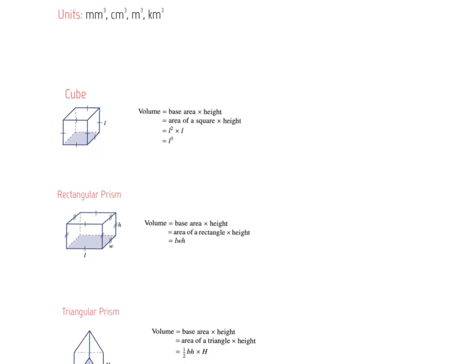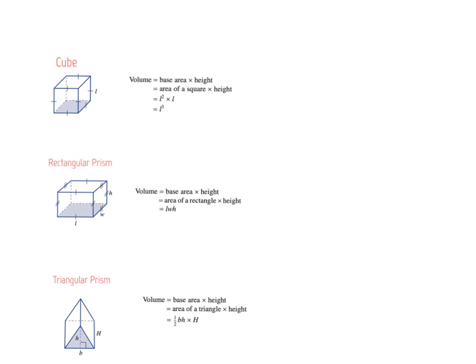So let's quickly have a look at the volume of a cube. The volume of a cube is the base area times the height. So the base area in this case is a square. So the area of a square is length times length, which is length squared, and the height is length, therefore we get length cubed in terms of the area.